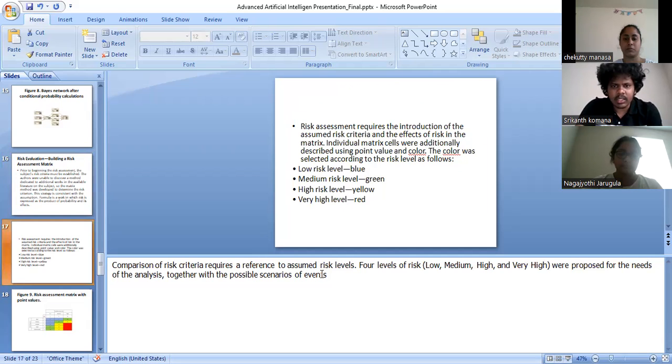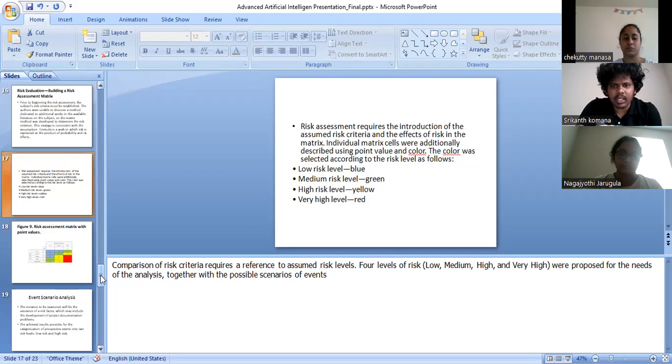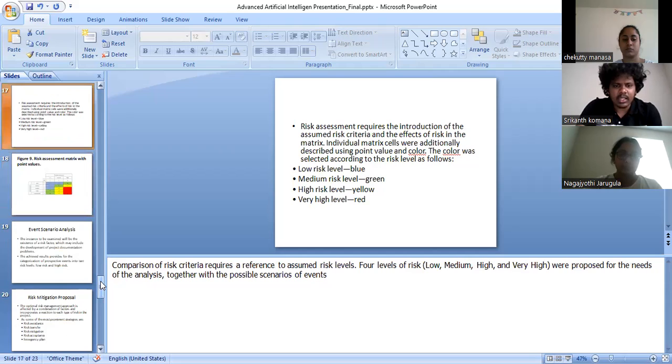Risk assessment requires the introduction of the assumed risk criteria and the effects of the risk in the individual matrix cells. We additionally described a point value and color. The color was selected according to the risk level as follows: low risk is blue, medium risk is green, high risk is yellow, and very high risk is red. Comparison of risk criteria is in reference to the assumed risk.